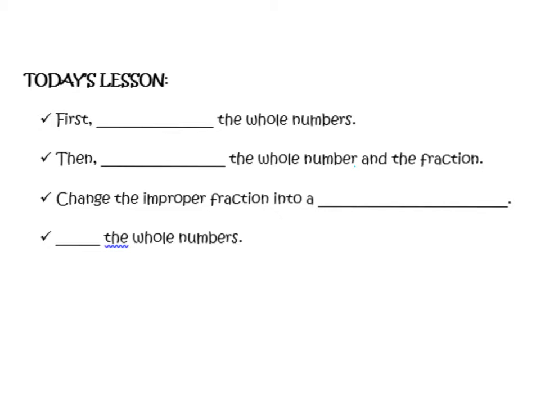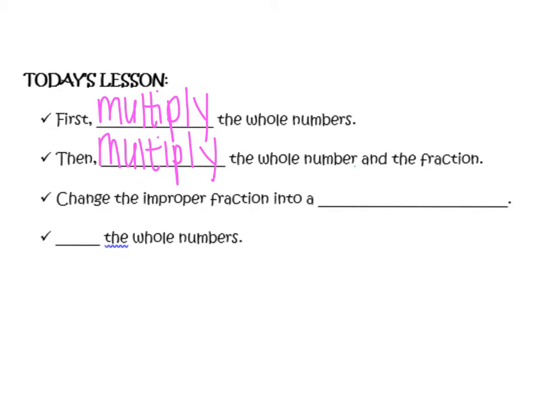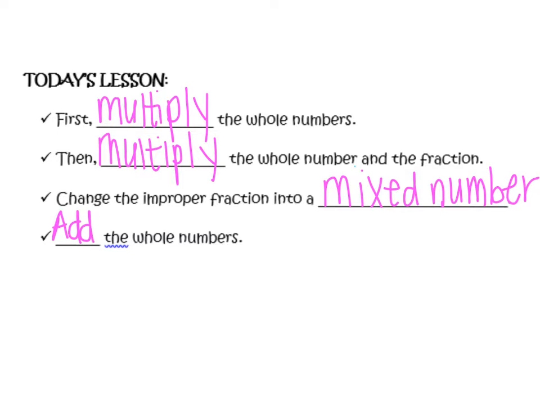In order to multiply a whole number by a mixed number, there are a few steps that we need to follow. First, we need to multiply the whole numbers together. Then we will multiply the whole number that's by itself with the fraction that is with the mixed number. Then we need to change the improper fraction into a mixed number when necessary. Finally, we will need to add the whole numbers together.